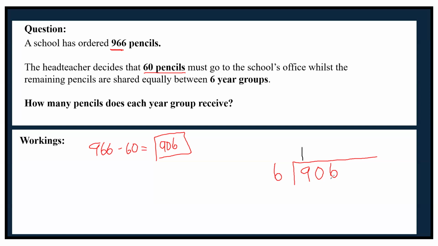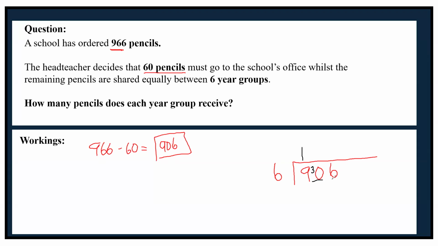Okay, now this is the important bit where some people get confused. So watch carefully. 6 times 1 is 6. And we wanted to get to 9, didn't we? So I've got a remainder there. I've got 3 left over, okay? Because I landed on 6 and I wanted to get to 9. And that remainder goes in front of the next number. So this 0 now becomes 30, okay?